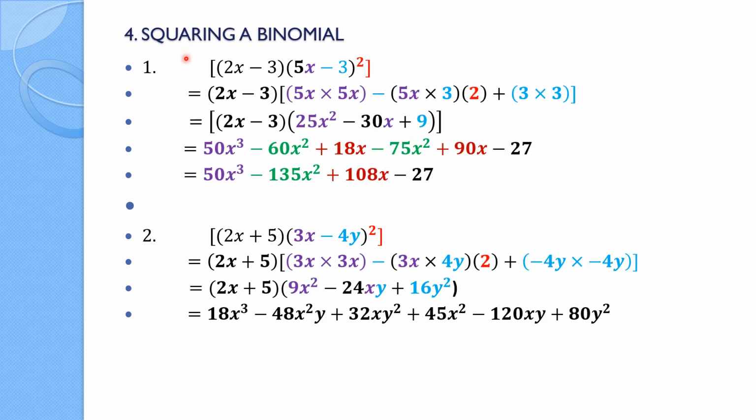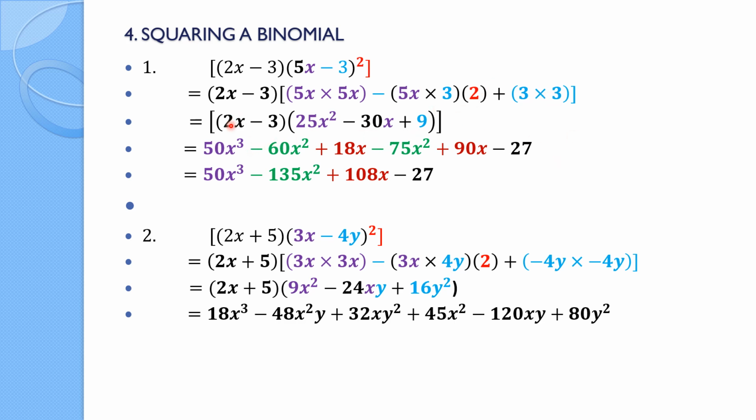Right, so now squaring a binomial. I gave you 2x minus 3, and you see now in the bracket I gave 5x minus 3 all squared, which we've done in the previous problem. So first I'm going to leave that as 2x minus 3. There are 5x times 5x. For the middle term, positive times negative, which is negative: 5x times 3 times 2. Then negative times negative, which is positive, and then 3 times 3. So 5 times 5, 25x squared. 5 times 3, which is 15, times 2 gives me 30, so negative 30x. 3 times 3, which is 9.